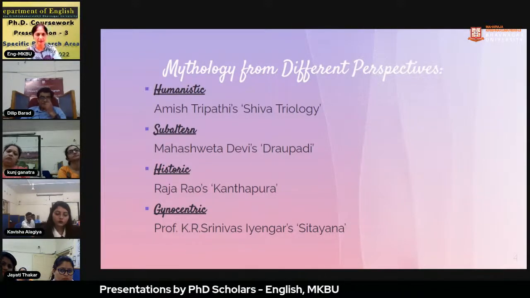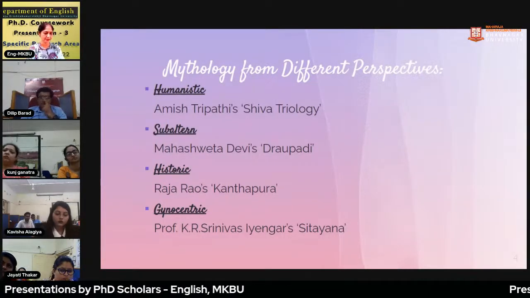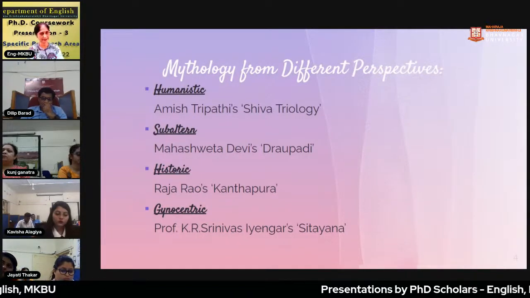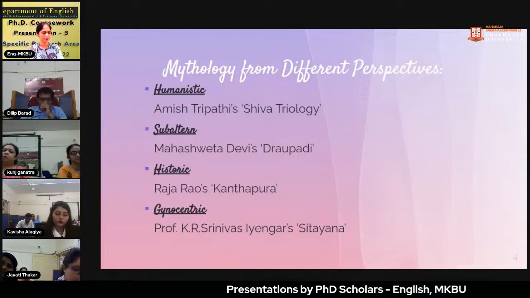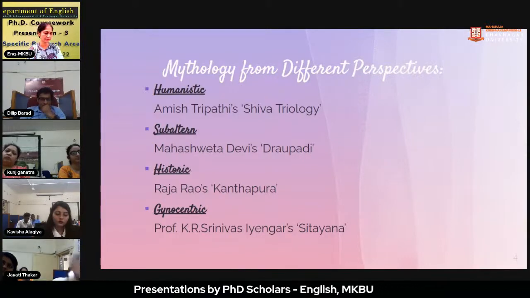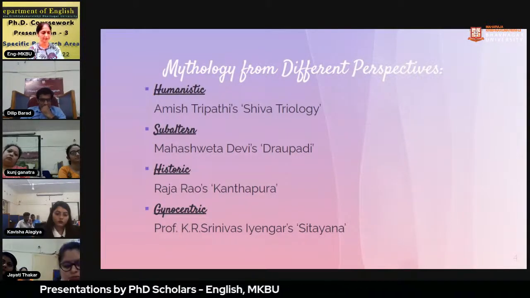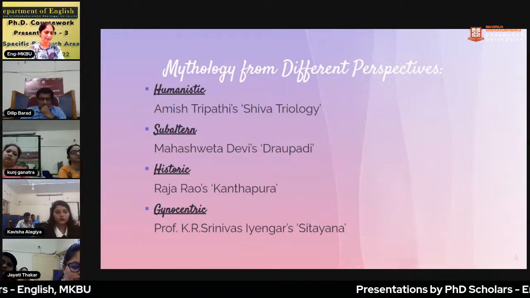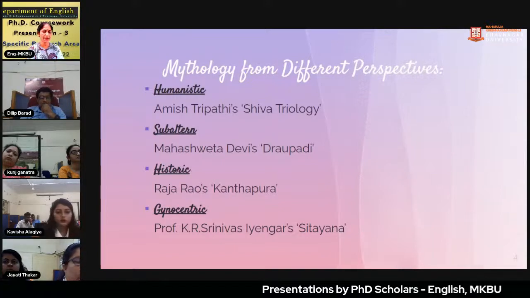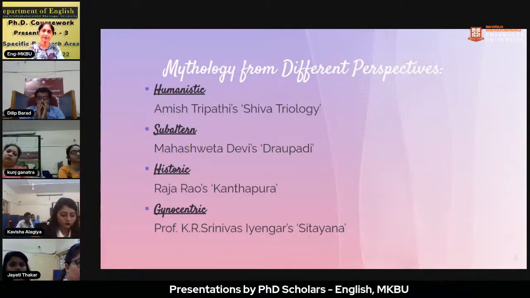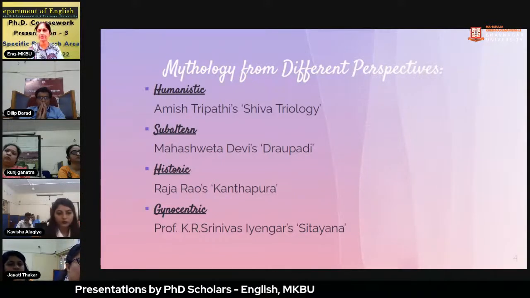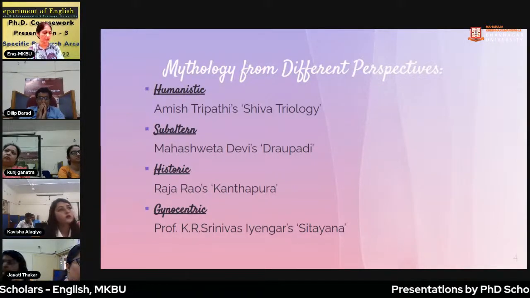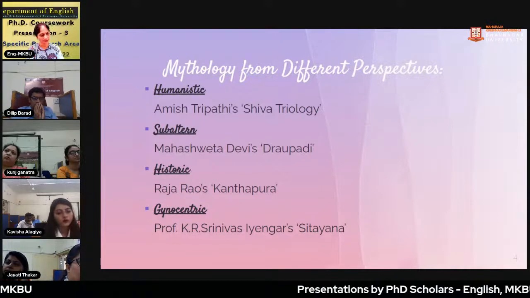Mahashweta Devi's Draupadi is an example where she gives the subaltern perspective. She presented the theme with subaltern perspectives, historic perspectives. Raja Rao's Kanthapura draws an analogy between the Indian struggle for independence and Lord Rama's struggle and his march along with his army to rescue Sita.